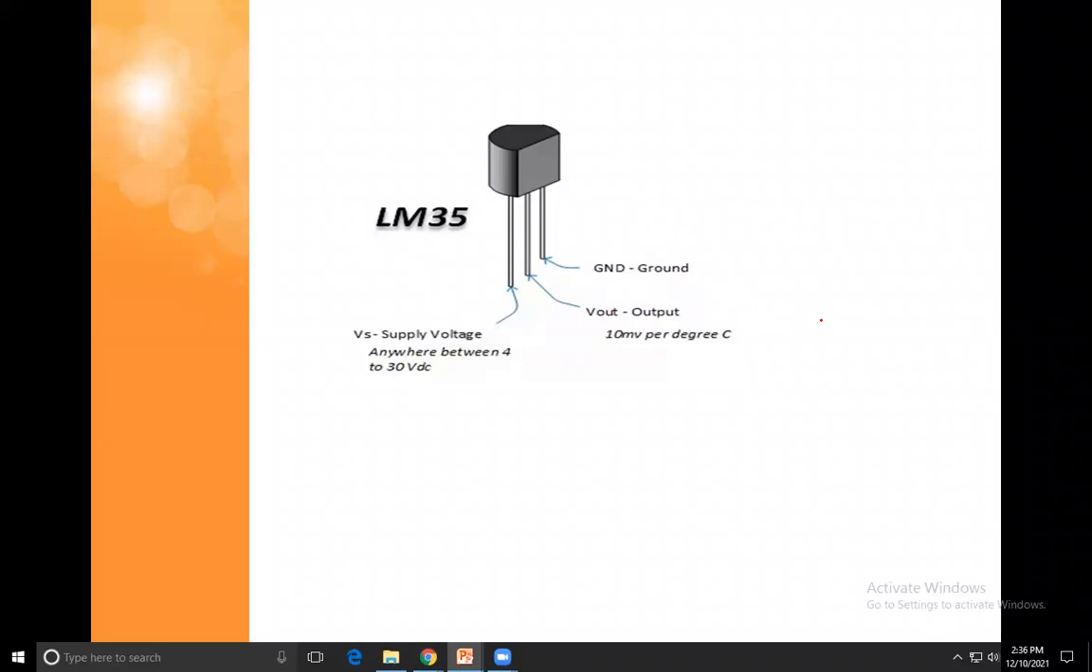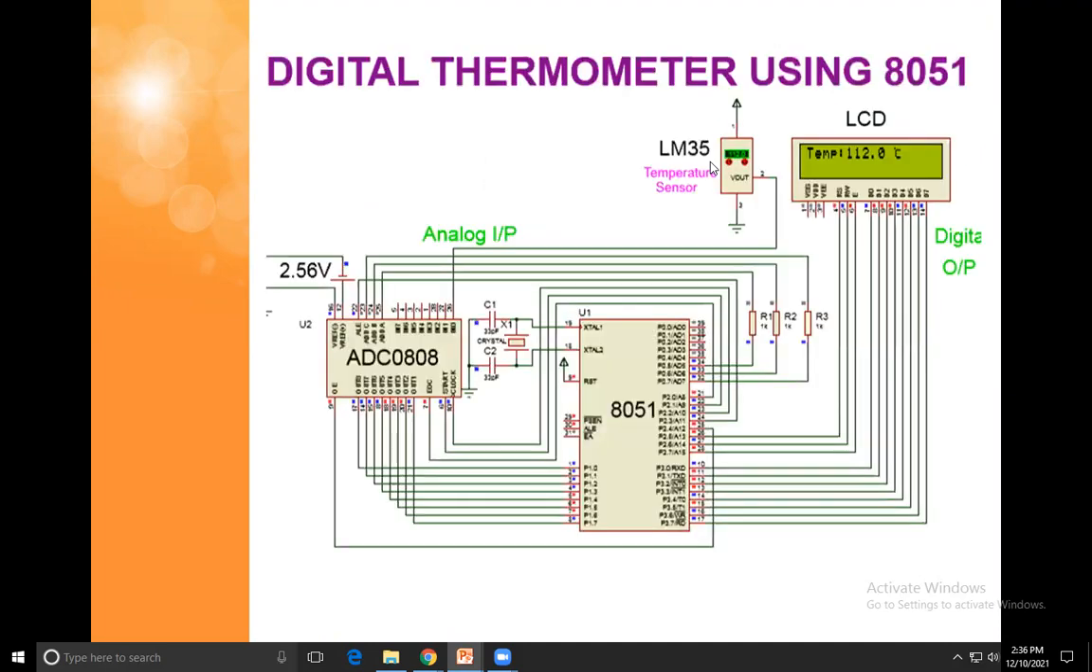To connect these switches, see this diagram properly and see what connection is done. What is the use of the analog to digital converter, and what is the use of this connection? Please see this, I will discuss it in 2 to 3 minutes.